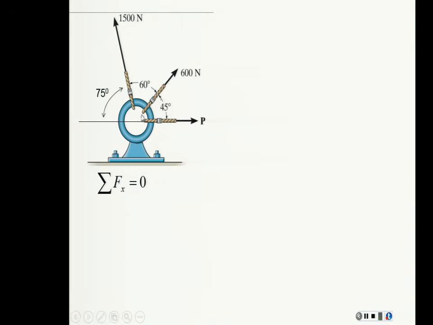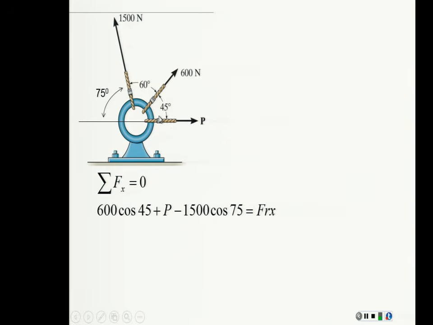So if this is 45 degrees, the X component here is going to be 600 times cosine 45 because it's adjacent. And also I have 1500, but it's going to be this component that I'm looking for. So it's going to be 1500 times cosine also. I'm looking for the adjacent angle to the 75. 1500 cosine 75, but it's going to be negative because it's pointing to the left. There you go. That's the resultant force in X. 600 cosine 45 plus P minus 1500.